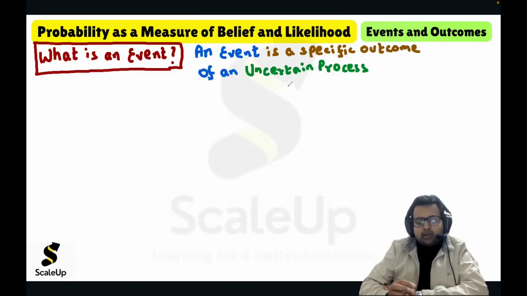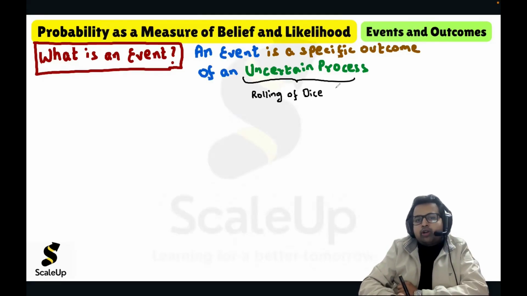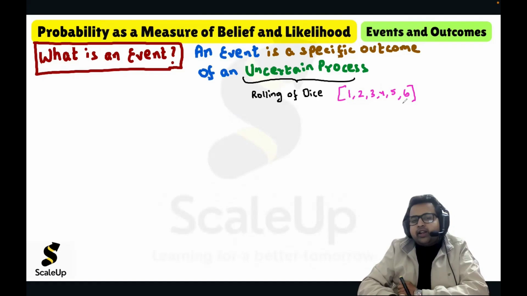For example, if I roll a dice, here 6 possible outcomes are there. When you roll a dice, either you can get 1, you can get 2, you can get 3, you can get 4, you can get 5, you can get 6. So there is no certainty. We cannot say with certainty that if you roll a dice, you will get 3. You might get 2 also, you might get 4 also. So it's an uncertain process, rolling of dice.